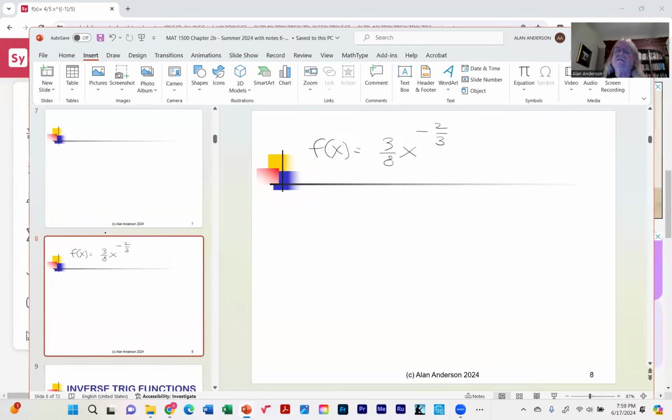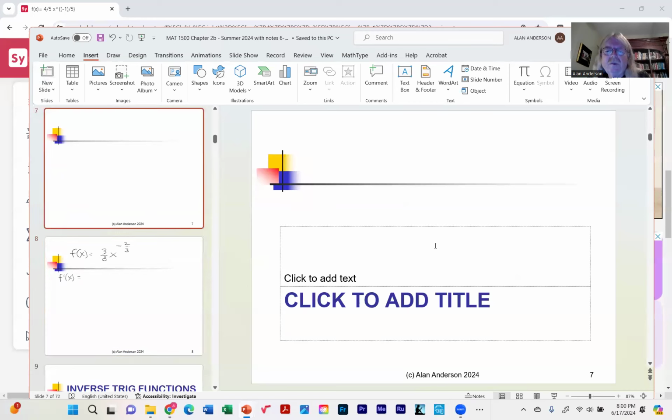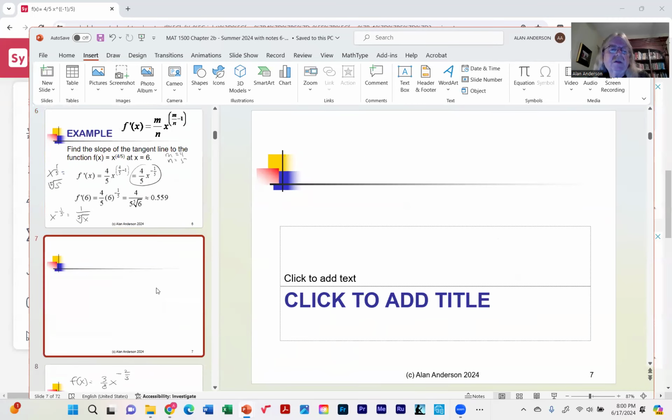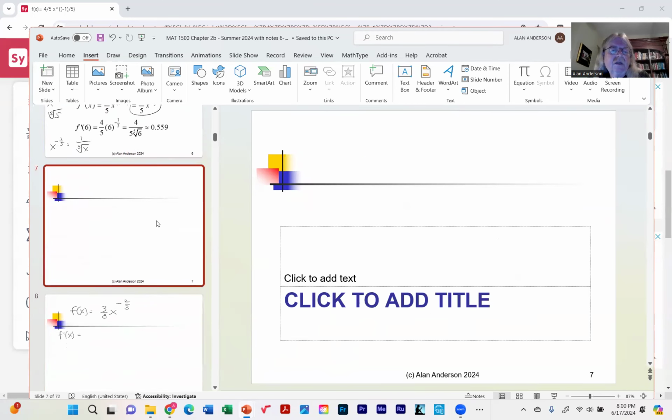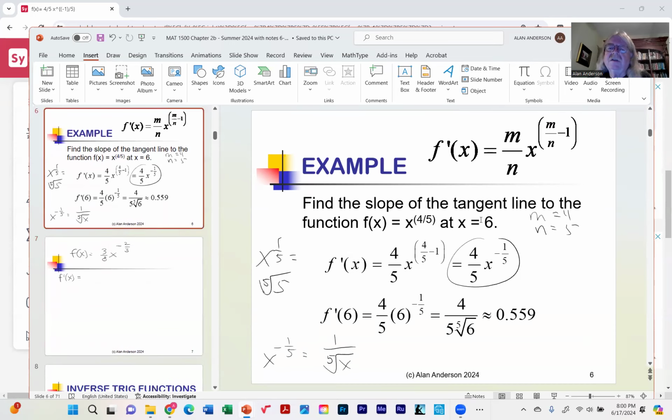All right, let's say this is our function. So now keep in mind the formula itself refers to the exponent, not the 3/8. That's just a constant. That's a coefficient. Okay.